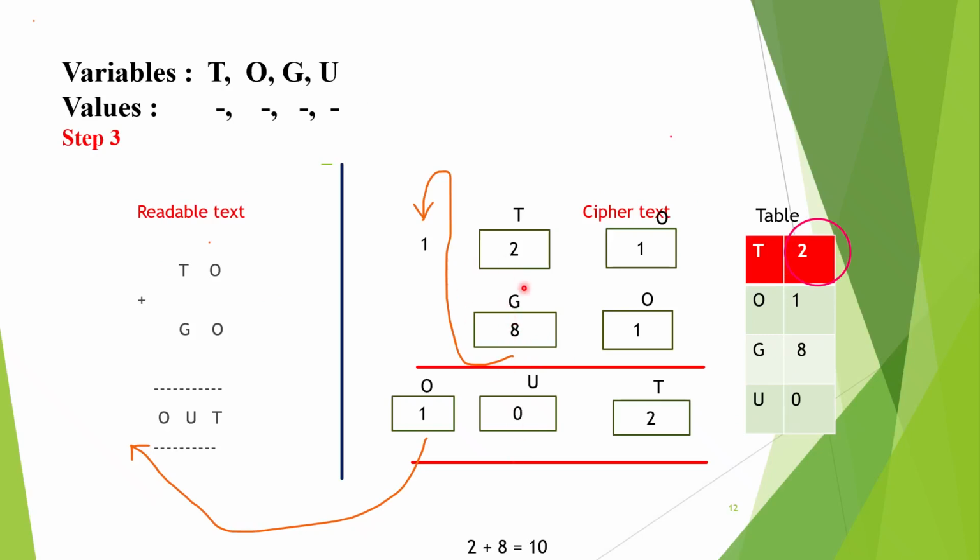Now see, to get a carry, what value should be added to 2? What value should be added to 2 so that the carry is 1? 8. If you add 8, the result will be 10. With 10 we can put 0 here, and 1 can be the carry, right? So add G as 8 to 2, the result will be 10. Put 0 here, 1 will be the carry. So G becomes 8 and U becomes 0. Now we have filled the table. All variables in the table are filled: 2, 1, 8, 0.